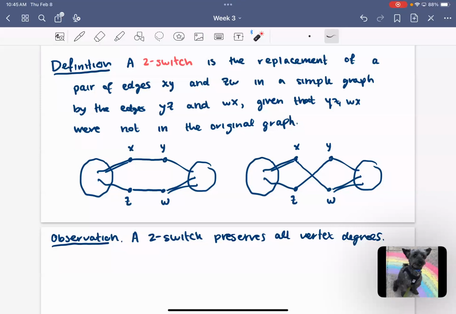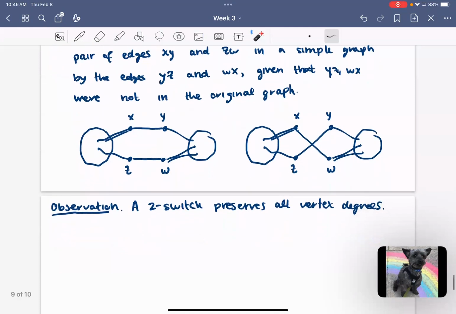So we're gonna prove the following theorem about two switches and degree sequences. And this is due to, I don't know how to pronounce this name, but I'm guessing that it's German, so I think it's probably Berge or something like that. So theorem. This is due to Berge in 1973.